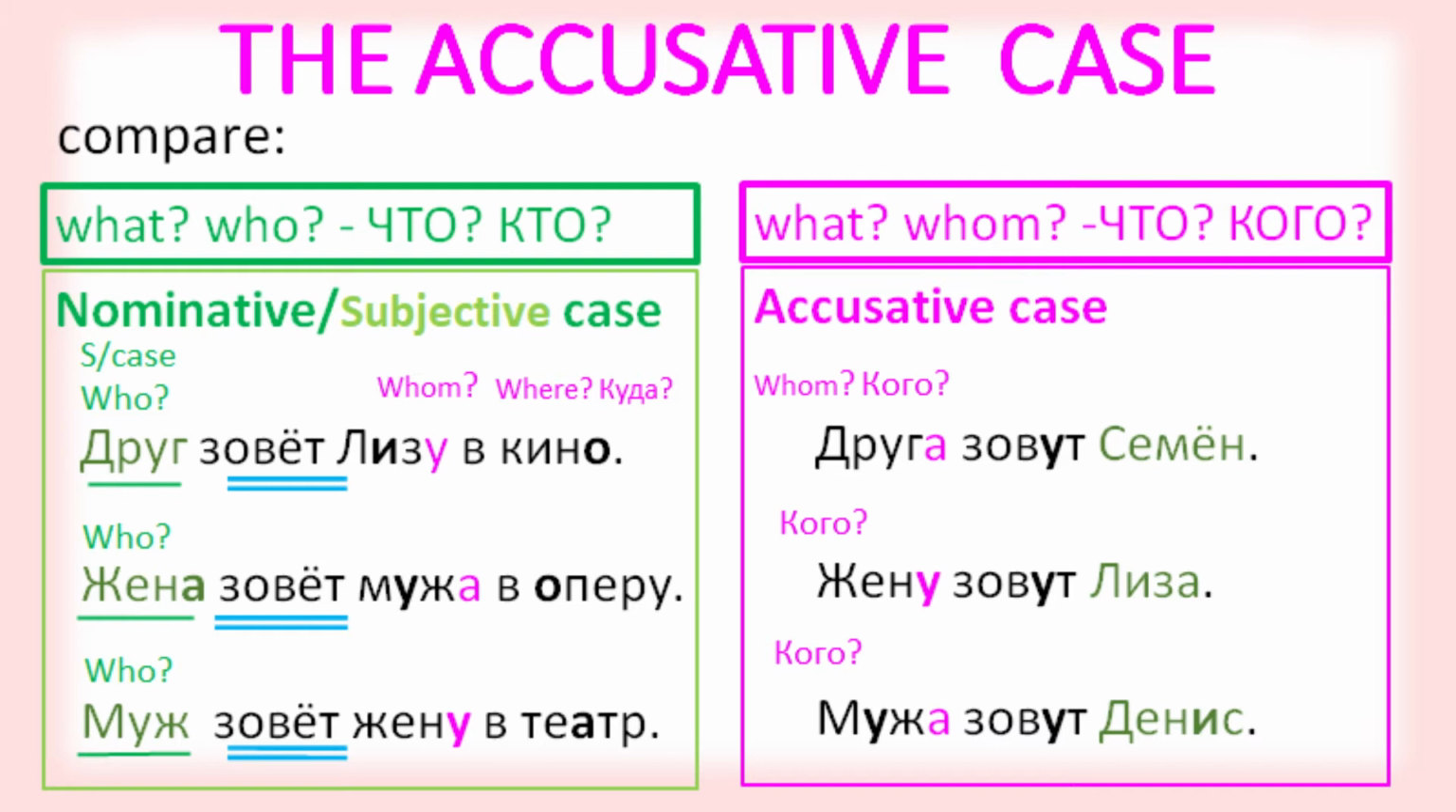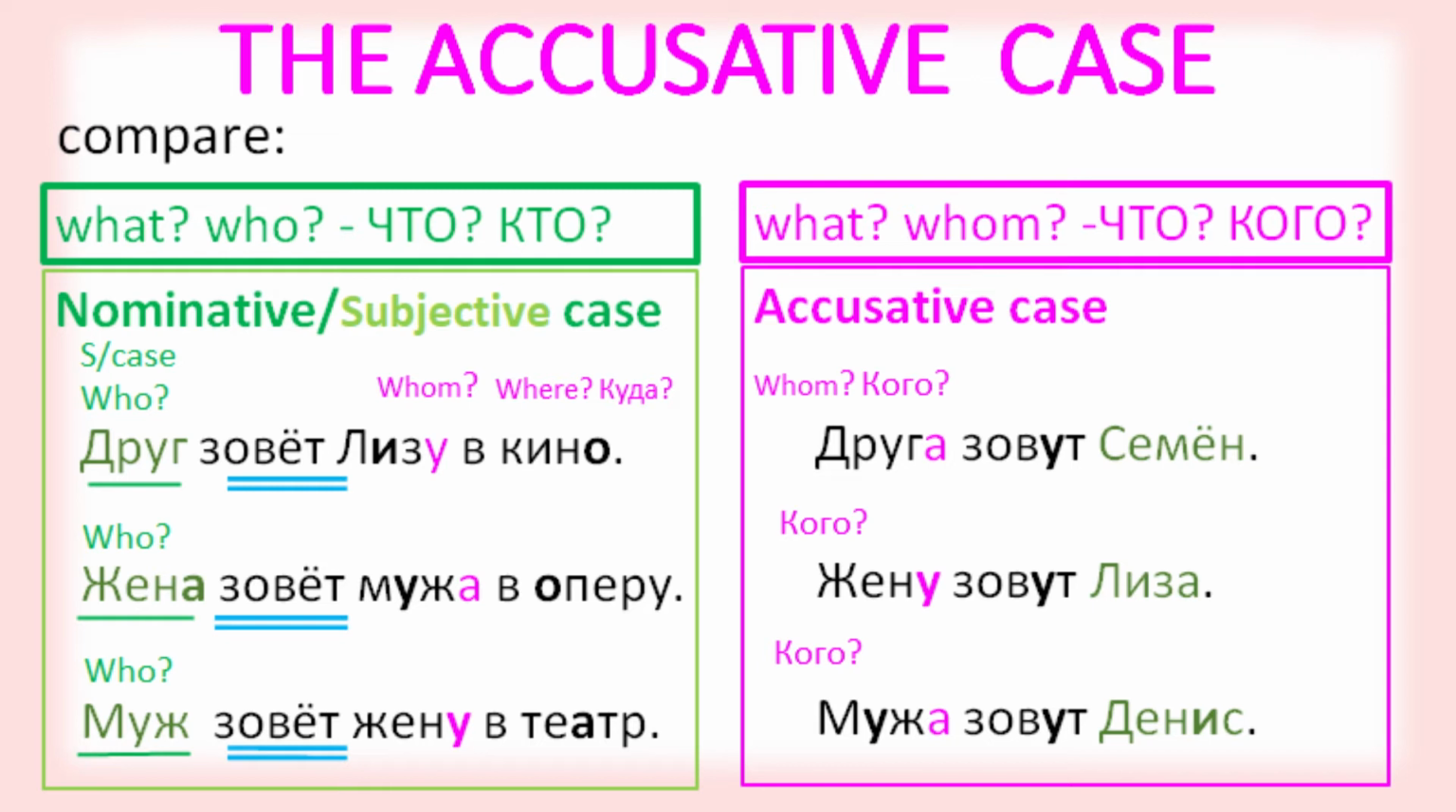Жена зовет мужа в оперу. The wife calls her husband to go to the opera. Жена is in the nominative subjective case and is the subject of the sentence. Жену зовут Лиза. My wife's name is Lisa. Жену is in the accusative case and is the object of the sentence.